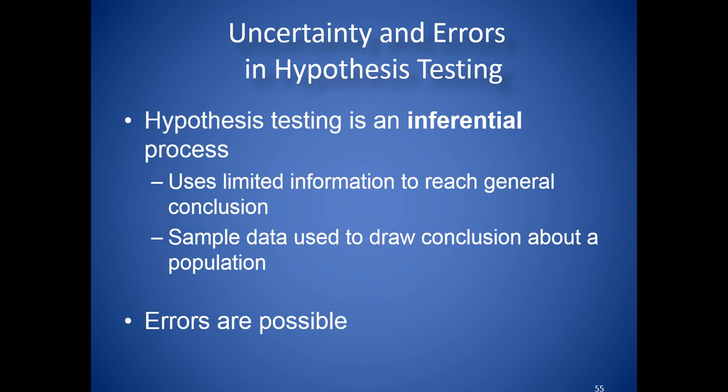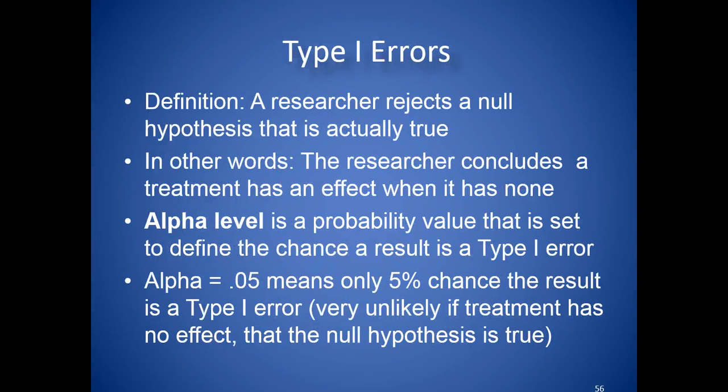Hypothesis testing is an inferential process. It uses limited information, sample data, to draw conclusions about the population. Always remember, errors are possible when you do experiments. What are the errors? It's the type 1 error. It's when a researcher rejects a null hypothesis that is actually true. In other words, the researcher concludes that a treatment has an effect when it has none.